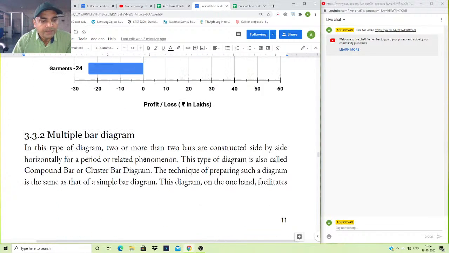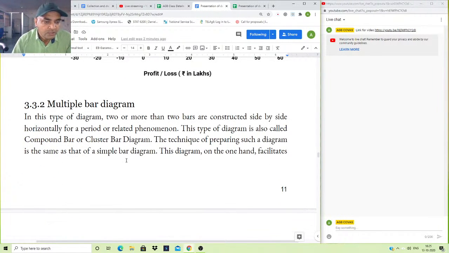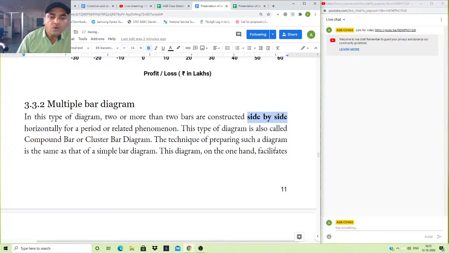Okay, now coming to the multiple bar diagram. In this type of diagram, two or more bars are constructed side by side. When it comes to multiple bar diagram, two or more bars can be constructed side by side horizontally for a period or related phenomenon. When there is the same period and three different variables, they can be shown side by side, and such types of diagrams are called multiple bar diagrams.